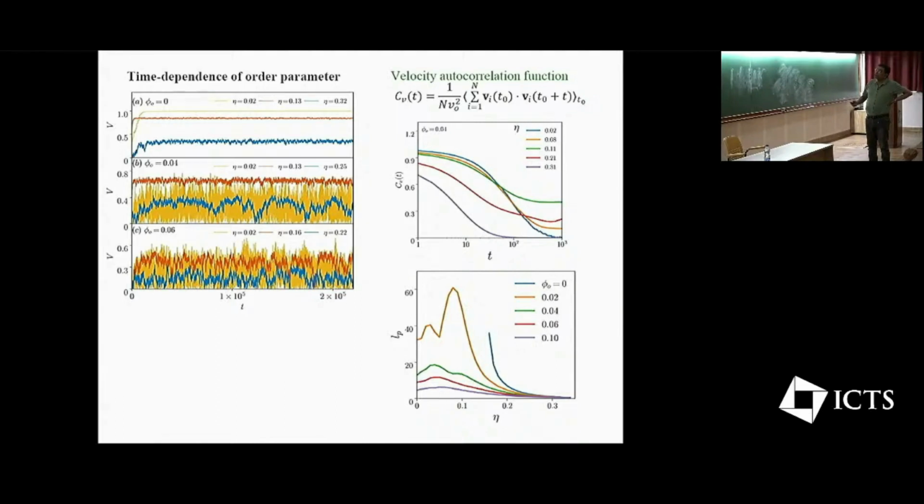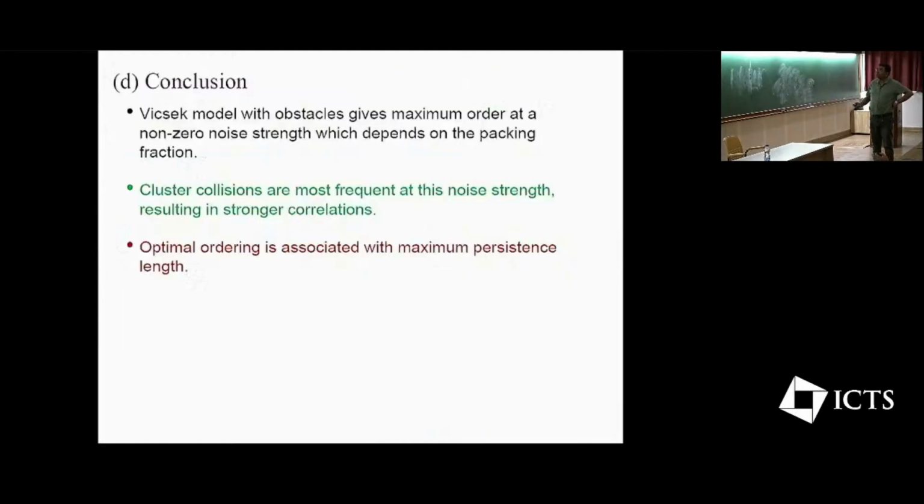Again, you see that this red line is the highest average order parameter, and there are much larger fluctuations at eta equal to 0.02, because the clusters are compact and don't really have much collision with each other, and therefore there's no correlations building up. And we've looked at various other quantities, the persistence length, etc. Let me just end, because I have just 10 minutes of my talk.